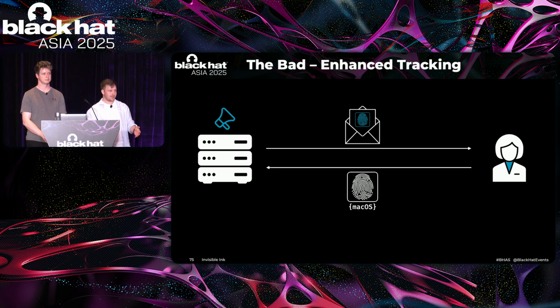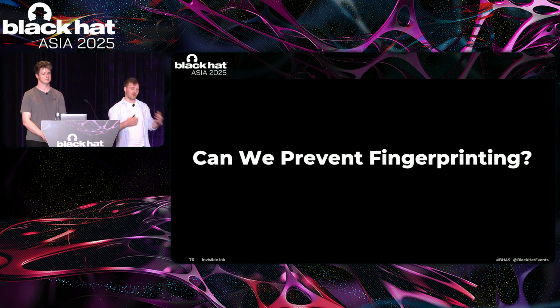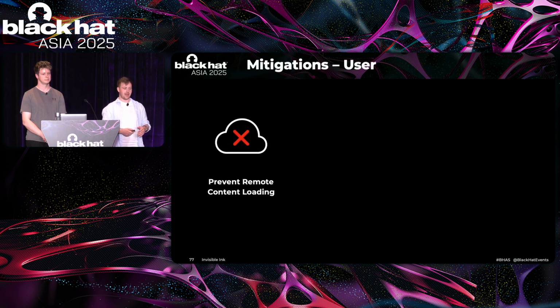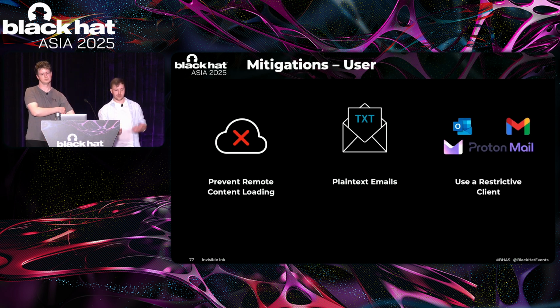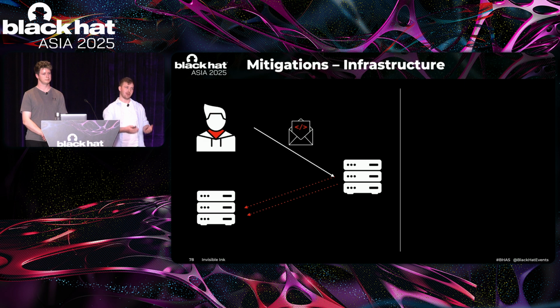Since this is a bit privacy invasive, the natural question is, can we also prevent this as a user? The first thing we can do, that we also discussed earlier, is that we need to exfiltrate that fingerprint somehow, so we can just prevent remote content loading. Similarly, we can also fall back to plain text emails, which removes the problem entirely. And we can also use a more restrictive client that, for example, doesn't have powerful features such as container queries.